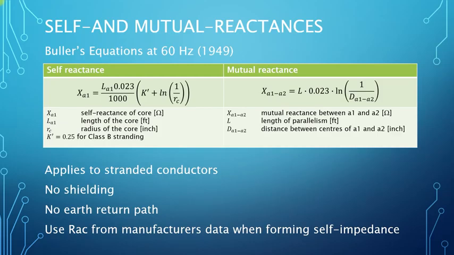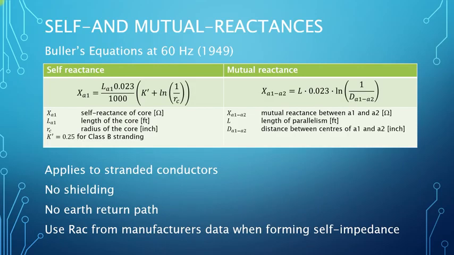Now, these apply to stranded conductors. It assumes there is no shielding around the conductors, and it also assumes that there is no earth return path. And when calculating the self-impedance, we would use the AC resistance provided in the manufacturer's catalogue, and we would calculate the reactive component of the self-impedance from this equation here.